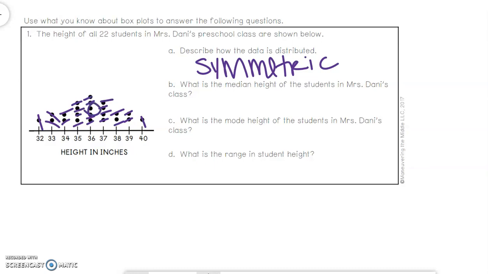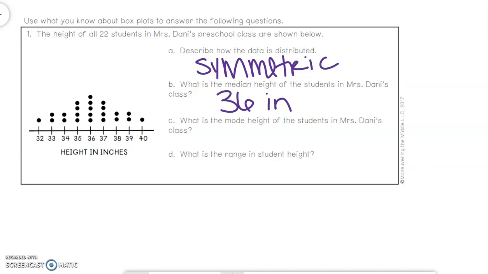So then I find my middle dot, and I find that the median would be 36 inches. If I was to have 2 dots at the middle that weren't the same number, I would have to find the average between them. I'd add them up, divide it by 2.